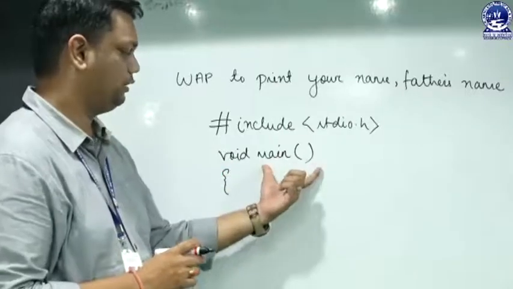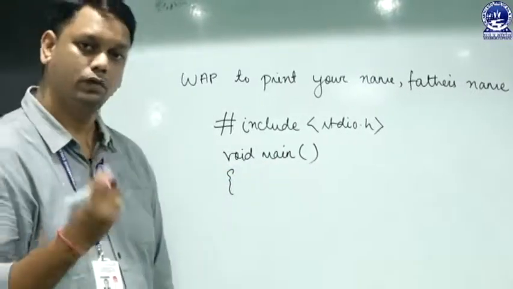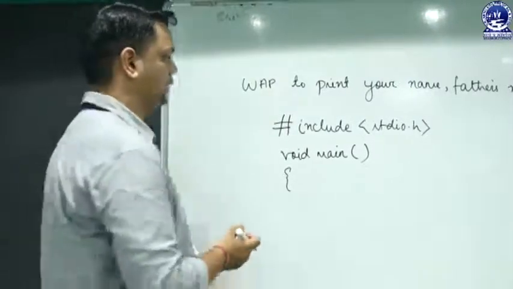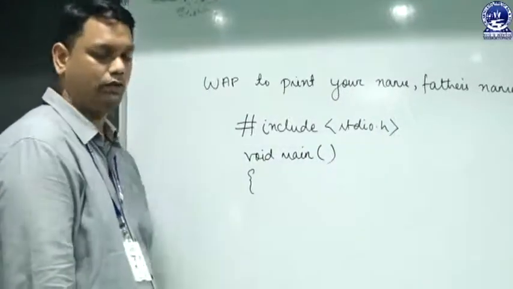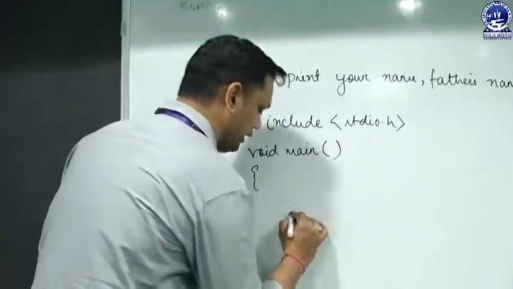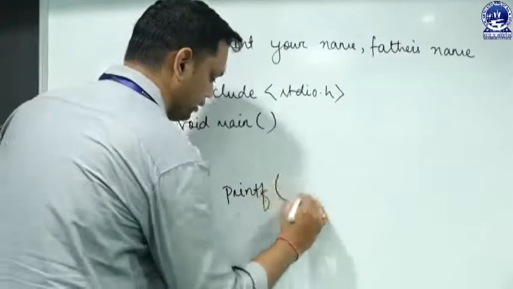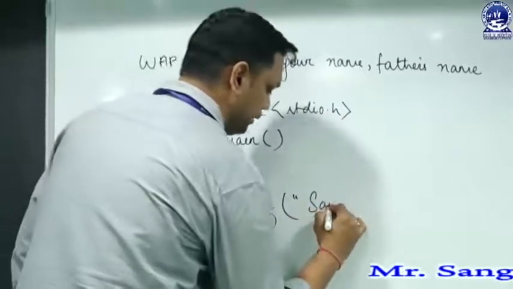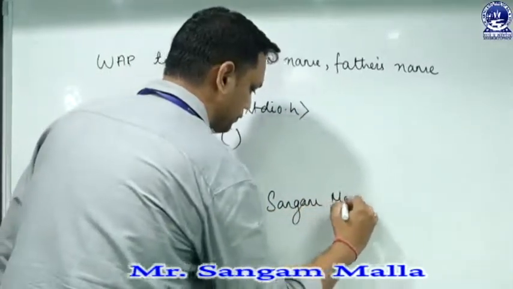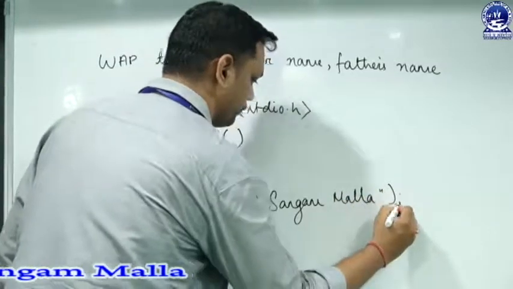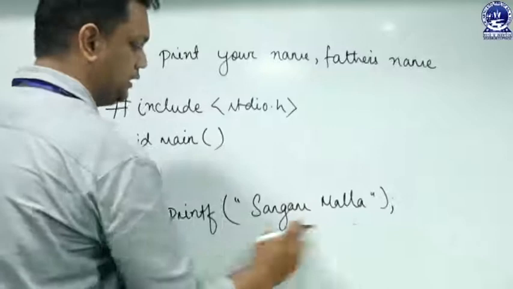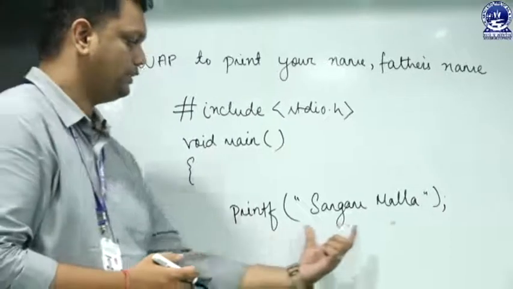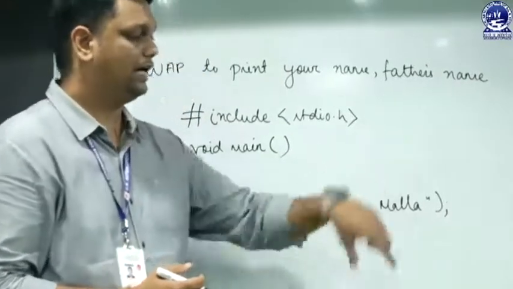You know that the main function is the most important function of a program, as we have discussed in the structure of C programming. Next, to print your name and your father's name, we will write printf, bracket, double quote, my name. Suppose I am writing my name. As we have already discussed, every statement must end with a semicolon, and this is the printf function which will print this text in the output result.